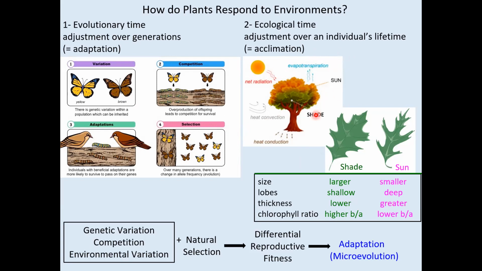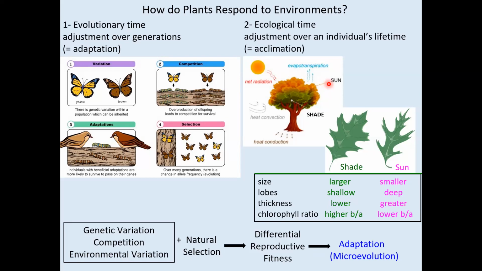The ability to acclimate and make this adjustment in a shorter time frame, an individual's own lifetime, this is again what's important, because this is a way for plants to respond in their own lifetime much more quickly than over generations of time. Adaptation has to happen over long periods of time. This can happen in your own lifetime, but this is an adaptation as well. The ability to acclimate is an adaptation that plants have evolved.